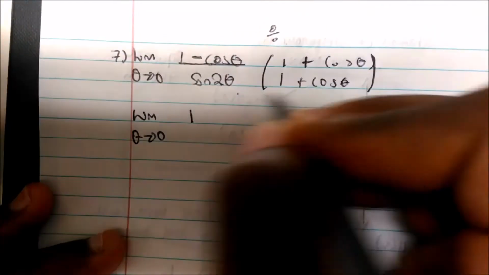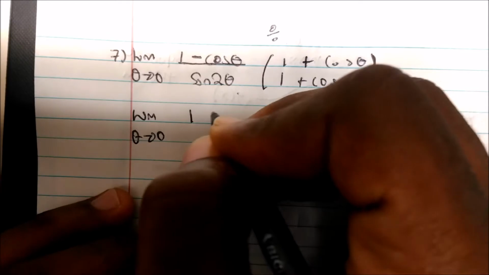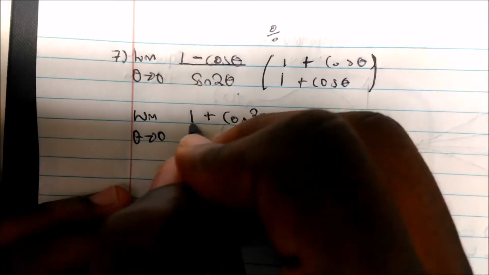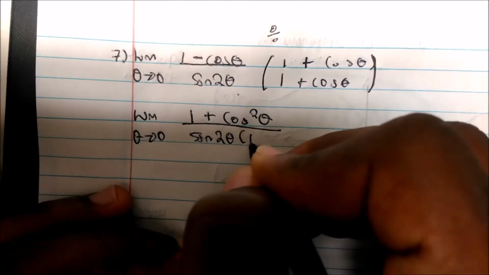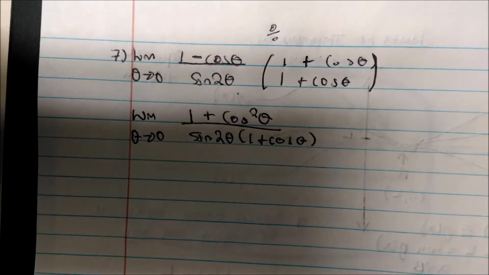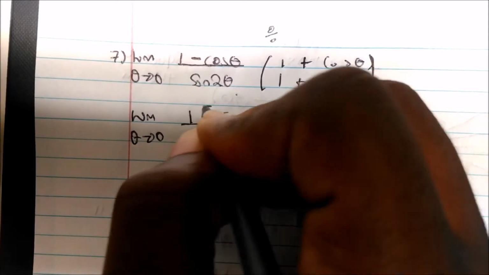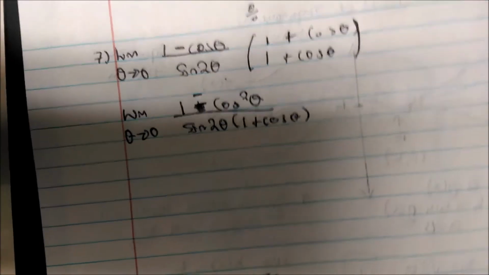Doing that, there's going to be a limit as theta approaches 0 of 1, and we can multiply by the conjugate, right? So 1 plus cosine squared of theta divided by sine 2 theta times 1 plus cosine of theta, right? I'm sorry, this should be a minus, 1 minus, right? Because minus times a plus is just negative. All right, sorry about that.